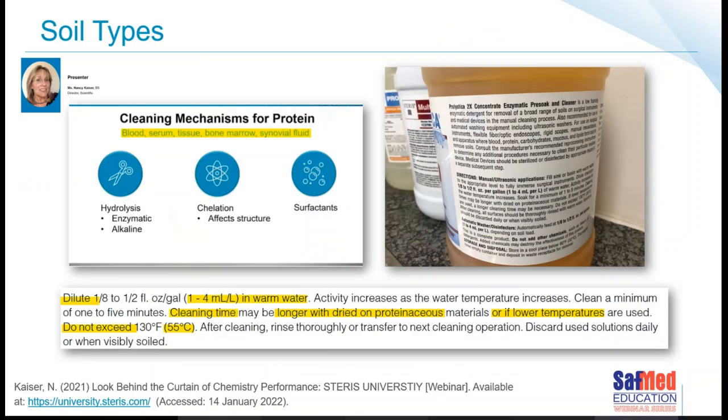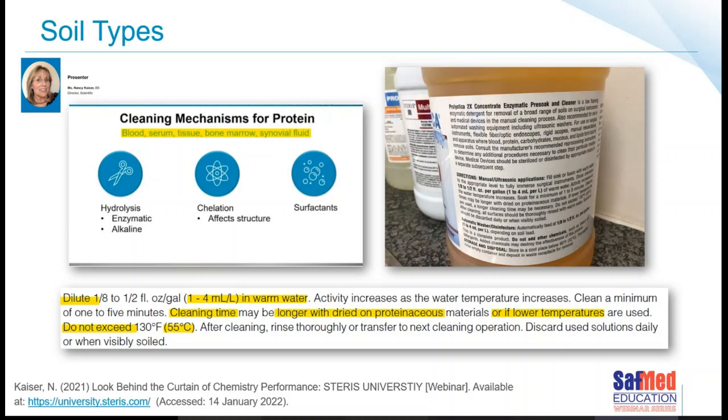When it comes to proteins, almost everything in the body contains proteins. Blood, serum, tissue, bone marrow, synovial fluid, all contain proteins. They all need three things to break them down or clean them off. You need some form of hydrolysis, you need chelation, and you need surfactants. Remember, we spoke about how the surfactants are going to get the soils off. The chelation, we spoke about managing minerals, but it also helps to affect the structure of the protein.